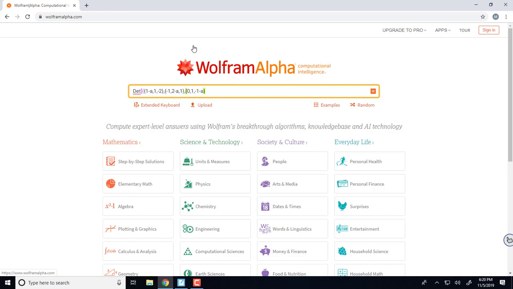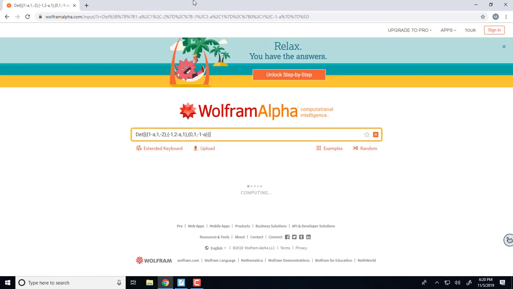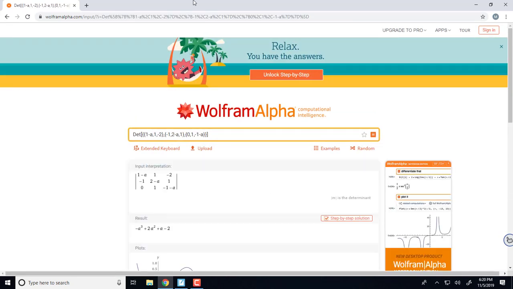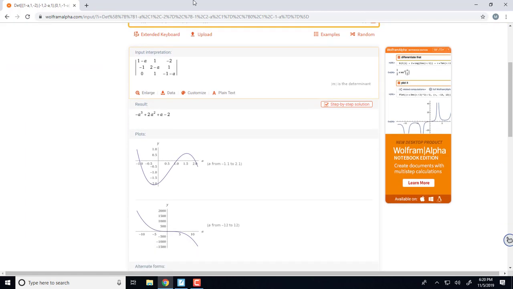So I close the matrix with that last curly brace, and then I close the command determinant with a bracket there. You could just type in determinant and then the entries, but I want to use this language because I'm going to have to do something with it after we compute it. So here it's computed the determinant. We find that it's minus lambda cubed plus 2 lambda squared plus lambda minus 2.